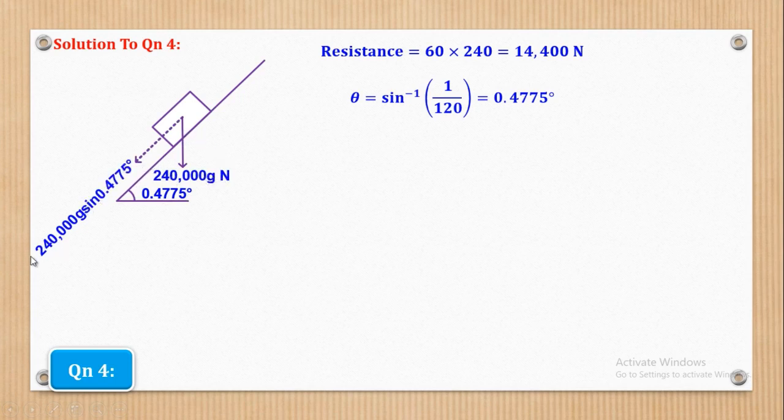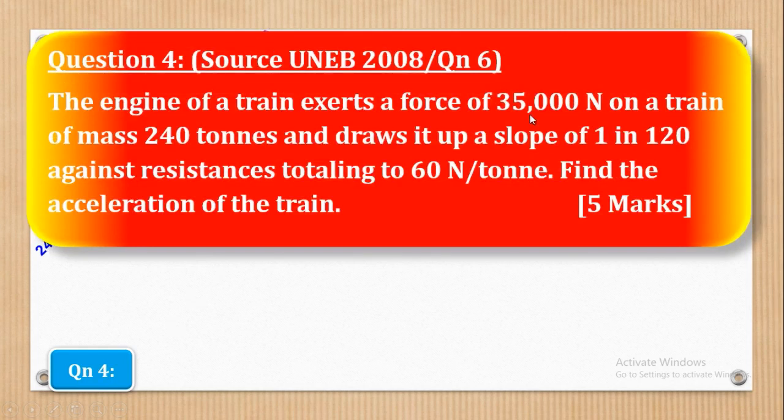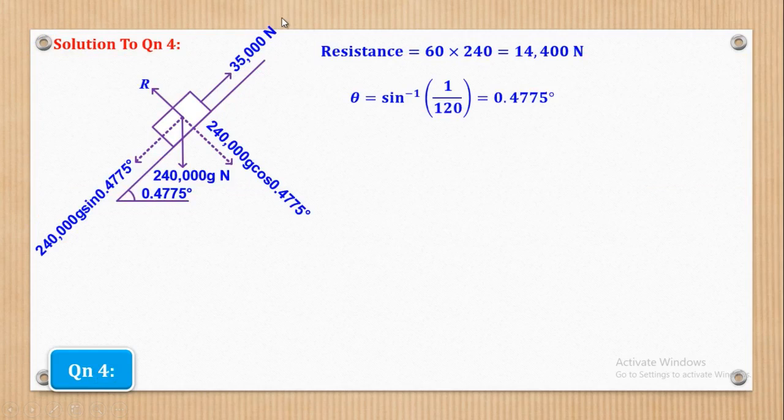So parallel to the plane is 240,000 g sine 0.4775 degrees. Then the component perpendicular to the plane will be 240,000 g cos 0.4775 degrees. So now that I've got the weight, I'll come and show the normal reaction R in that direction. Then remember, we are told that the pulling force, as you can see here, is 35,000 newtons. So I'll come and show it here, 35,000 newtons.